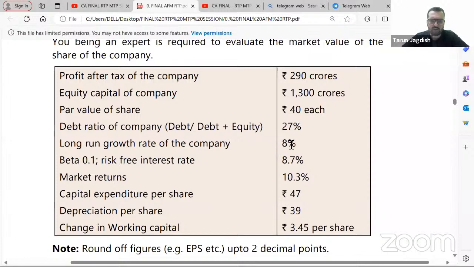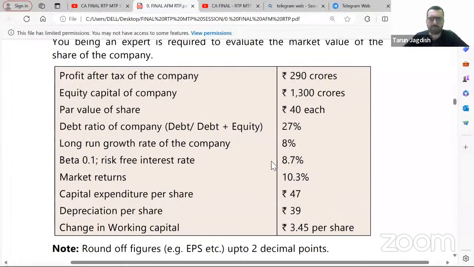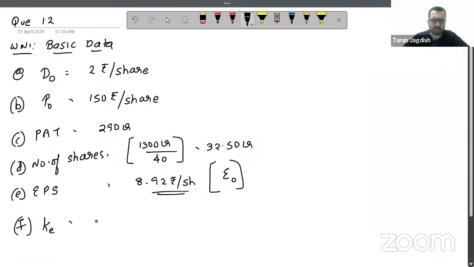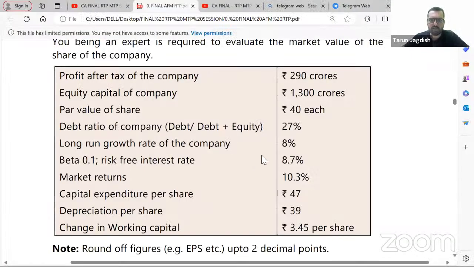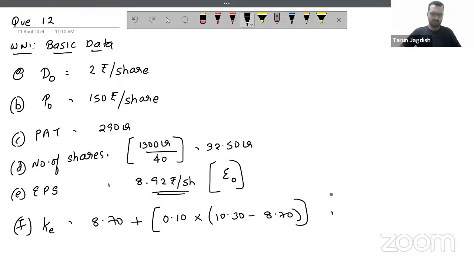Debt ratio is given. Long-term growth rate is given. Beta is given. RF is given. From that, I can work out my KE. KE will be equal to RF plus beta into RM minus RF. How much is my RF? RF is 8.7 plus beta is 0.10 into RM minus RF, that is 10.3 minus 8.7. That is equal to 8.86% will be your KE. So we got the KE.